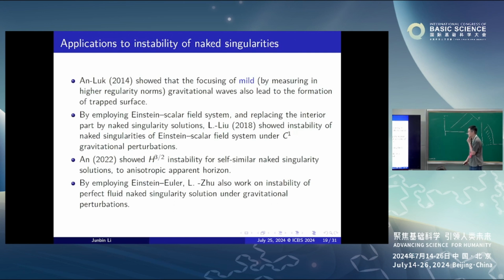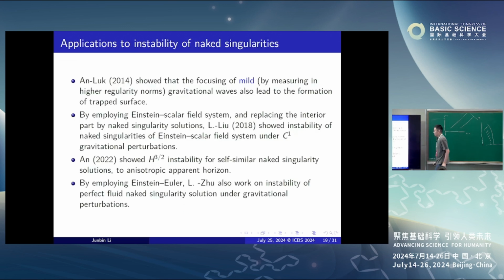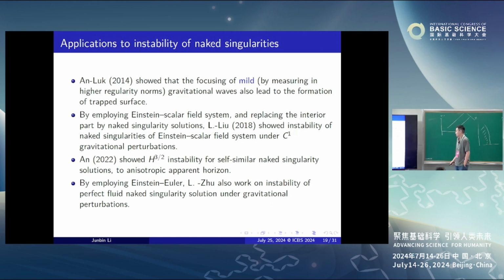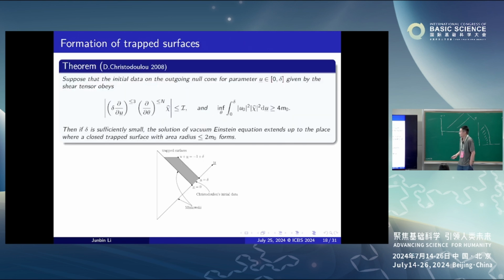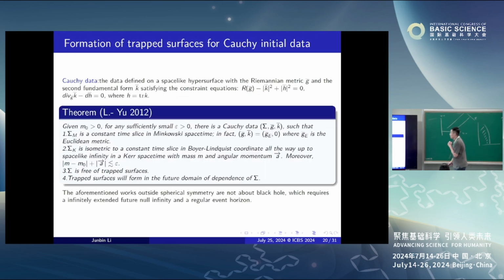And recently I showed a more regular instability in the same norm, but replacing the interior part by a self-similar naked singularity. I do not want to explain that. We are also studying the Einstein-Euler system to study some instability of naked singularity. The basic method comes from Christodoulou's work.